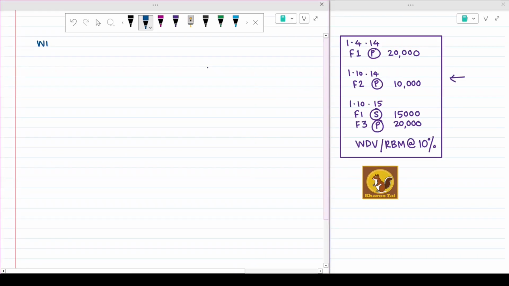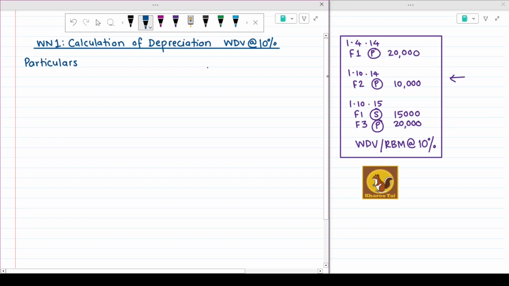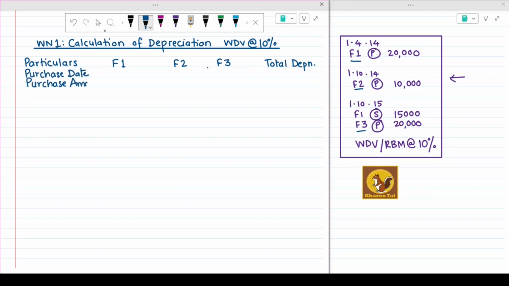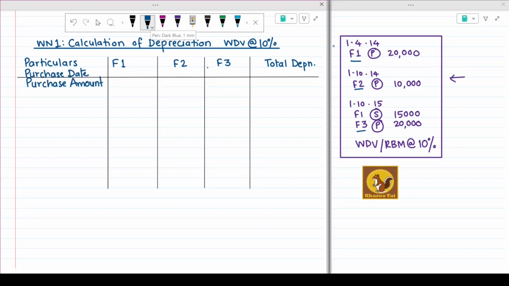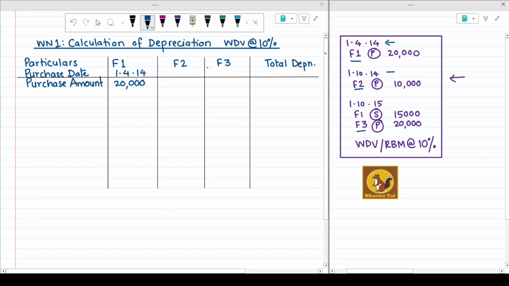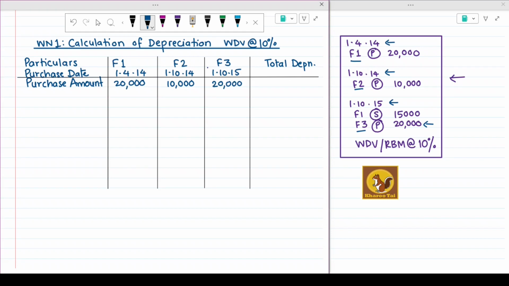Working note 1, calculation of depreciation. Method is WDV at the rate 10%. We will need particulars, and we have purchased 3 furniture items, F1, F2 and F3, and last column total depreciation. We need purchase date and purchase amount. So for furniture 1, the date is 1st April 14, 20,000. Second furniture 1st October 14 for 10,000. And third furniture 1st October 15 for 20,000. So let's start with depreciation.